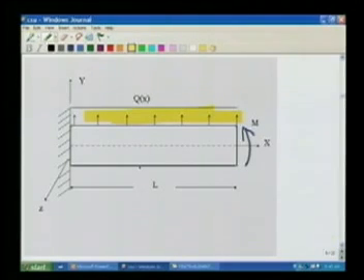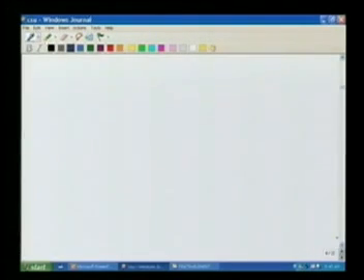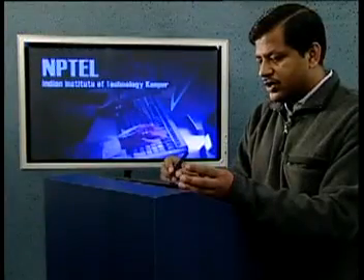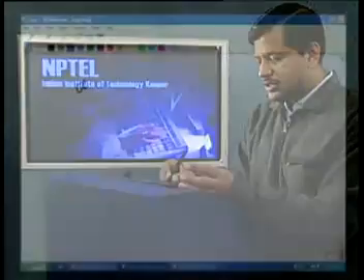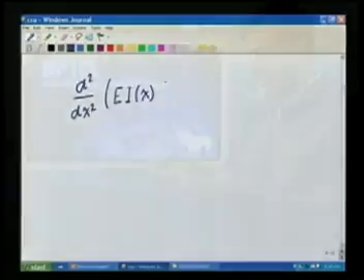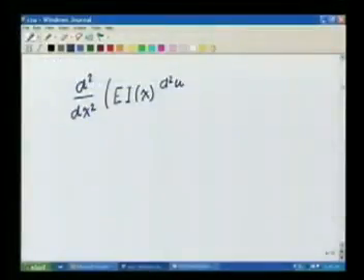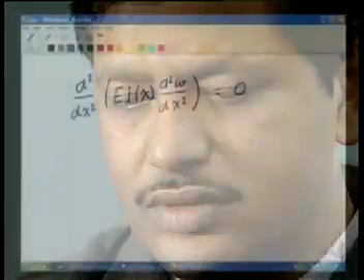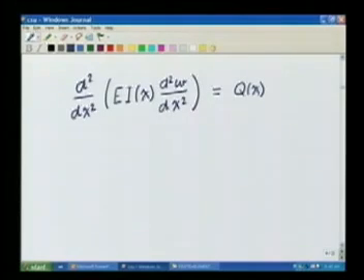So the deformation of the beam will be given by a corresponding differential equation, which is d2/dx2 of EIx d2W/dx2, where EIx is nothing but the flexural rigidity of the beam at a point x, and W is the transverse deformation of the beam. This is equal to the Qx that is applied. This is true for all points lying between 0 and L.